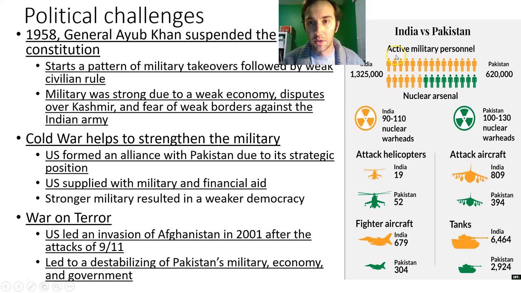So here's an example of the Indian military versus the Pakistani military. Whereas the Indian military, they can afford it. Pakistan, largely they're depending on us to build up their military.